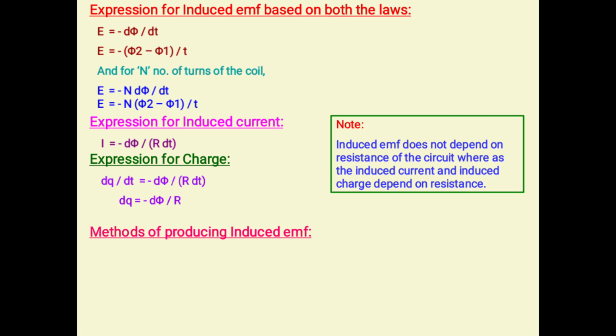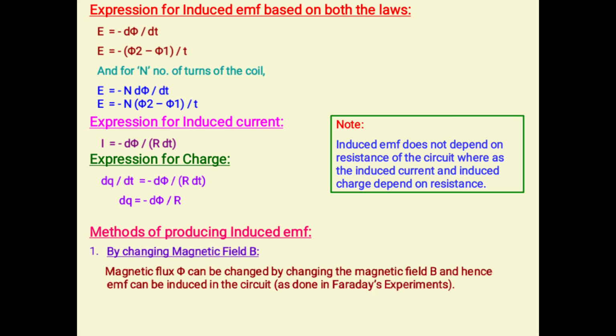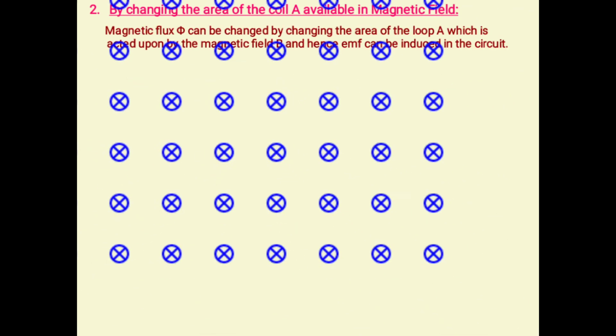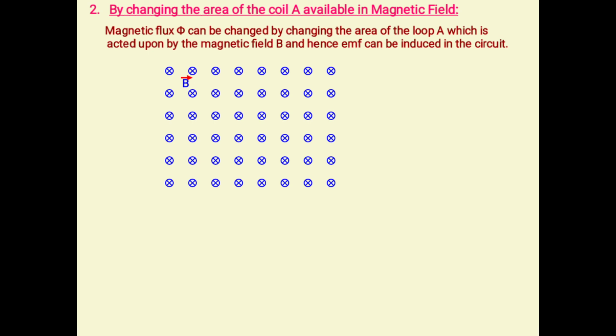And as we know, there are three methods I have already mentioned. These methods are by changing the magnetic field. Definitely when the field is increased, magnetic flux will be increased. By changing the area of the coil, as we know, phi is BA cos theta or B dot A. Therefore whenever there is a change in area, there must be a change in magnetic flux.